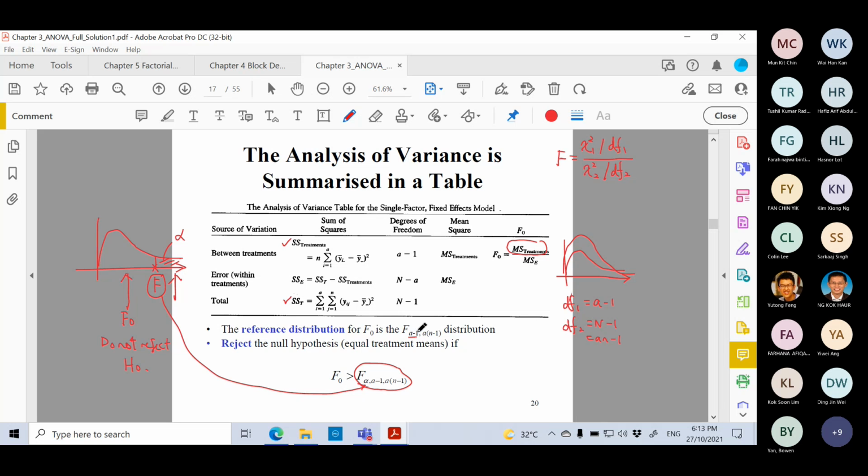The F distribution depends on two parameters. One of them is the first degree of freedom, which refers to here. The second degree of freedom refers to this one. We get them from this formula, MS treatment over MSE. So the MS treatment degree of freedom is a minus 1, and the second one is N minus a.